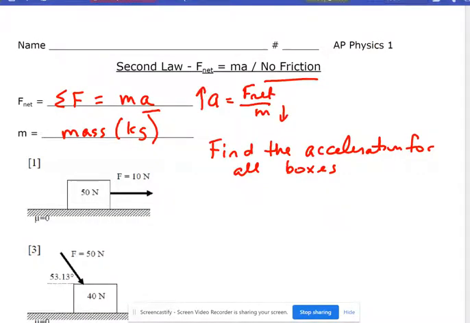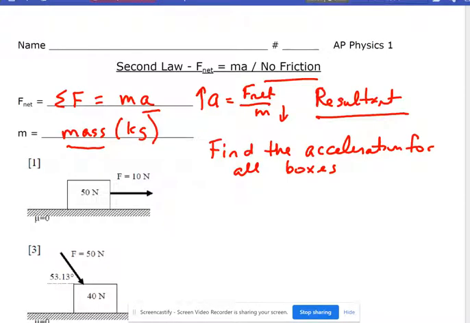Now, what is net force? Well, we've been calling it the sum of the forces or resultant. So net force is the resultant, or the sum of the forces, all the same. Okay, so m is mass, and it's measured in kilograms.